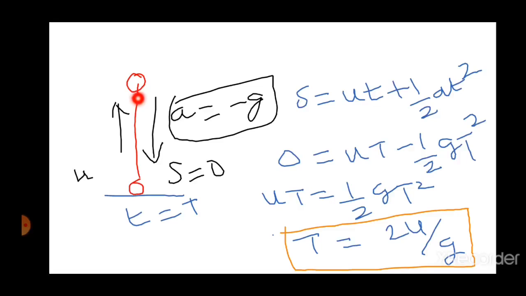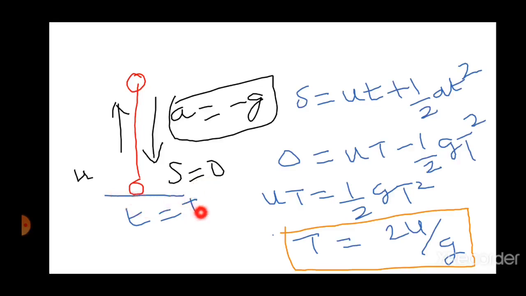The particle goes in the upward direction. Acceleration of the particle a is acceleration due to gravity, opposite in direction, so negative: a is equal to minus g. The displacement s is equal to 0, because the particle goes upward and then comes back to the ground, so the total displacement is 0. Initial time 0, final time capital T.